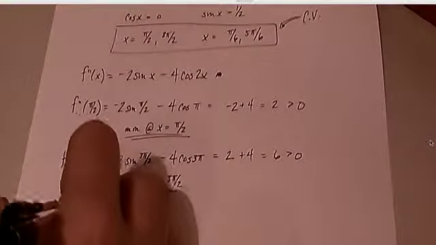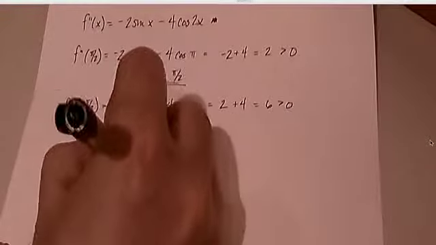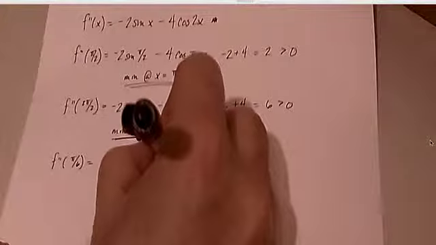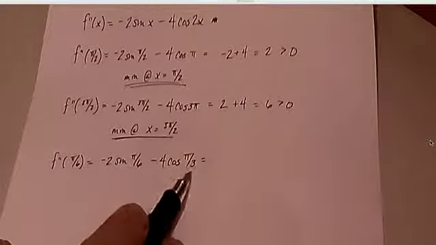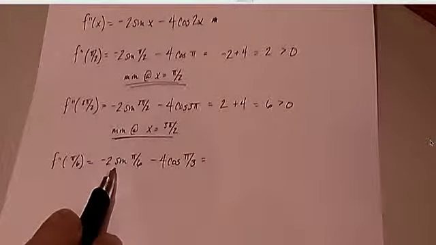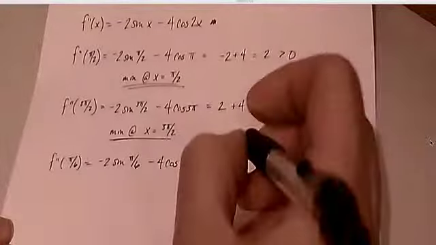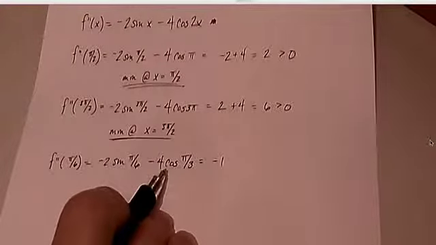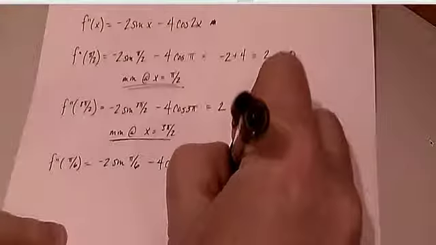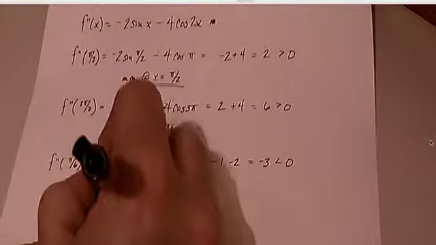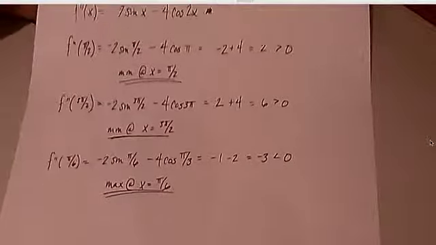F double prime pi over 6, and of course that's the third critical value, and that came from the sine x is equal to 1/2. And so there we have negative 2 sine of pi over 6 minus 4 cosine of pi over 3, remembering that when we plug it in, that angle measurement gets doubled, goes from pi over 6 to pi over 3. Now, sine of pi over 6, we've already figured that out, okay? Because that's where we got the pi over 6 from. That's 1/2. So 1/2 times negative 2 is negative 1. Now, cosine of pi over 3 is going to be positive 1/2. Positive 1/2 times a negative 4 is going to be a negative 2. Sorry, getting ahead of myself. Negative 3, that's negative, and therefore it's going to be concave down in that interval, and we have a max at pi over 6, okay?